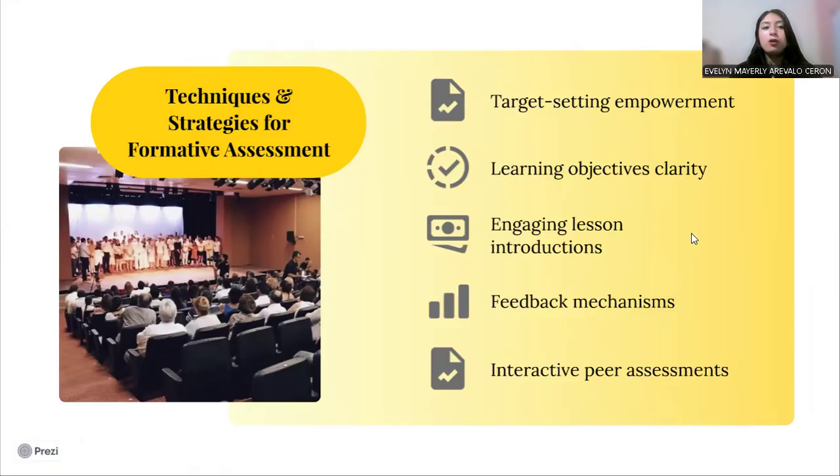Teachers can also design engaging lesson introductions. For instance, starting with a picture or a question to activate students' curiosity or prior knowledge. Other strategies include regular feedback mechanisms and interactive peer assessment, where classmates evaluate each other using simple criteria.